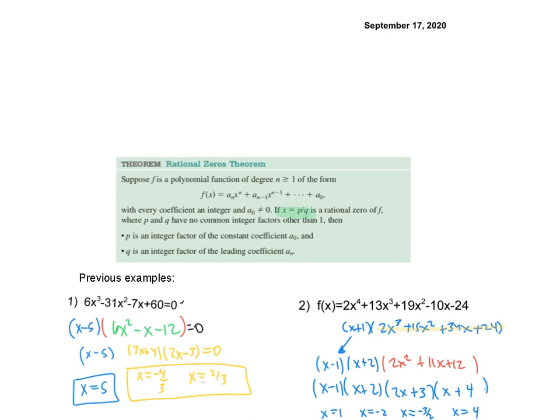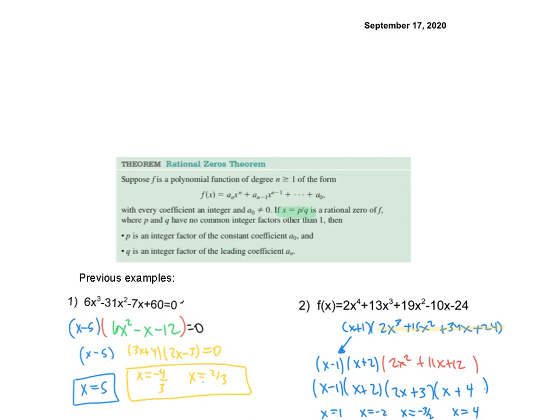Sometimes people call this the p's over q's. What it basically says is, if you have rational answers, meaning answers that can be written in fraction form, they will always be in the form of p over q, where p is a factor of the constant, and they're calling it constant coefficient, and q is a factor of the leading coefficient. Now I know this theorem looks kind of confusing, and we're going to walk through it.